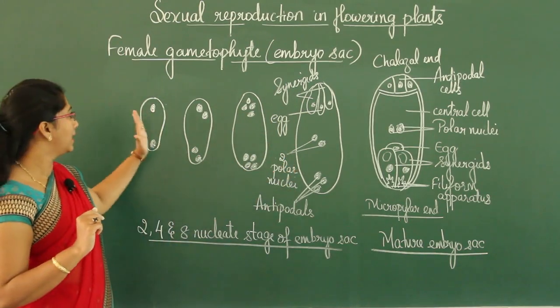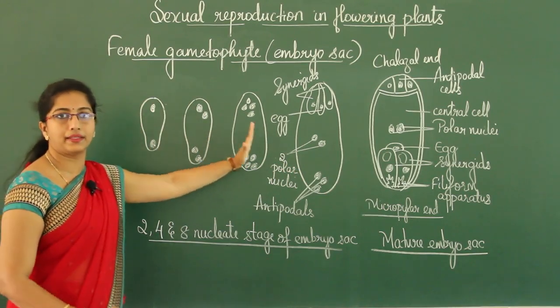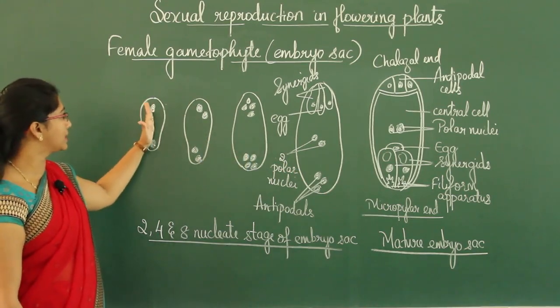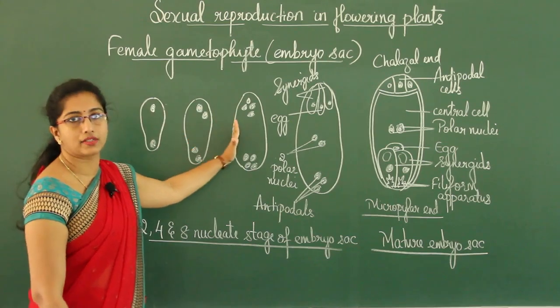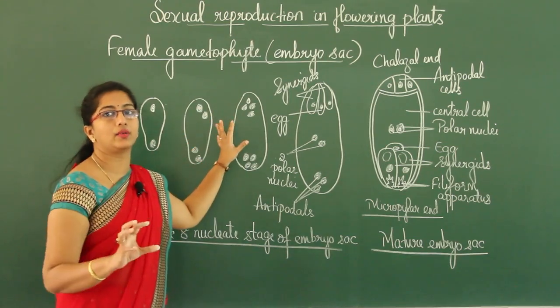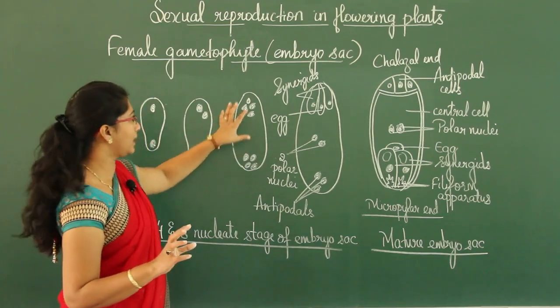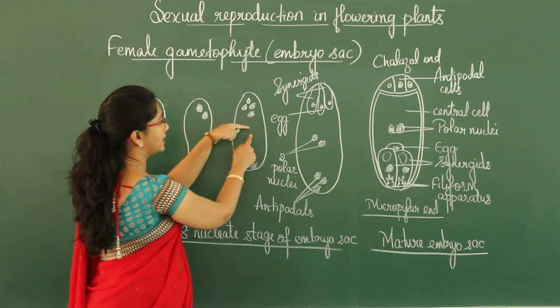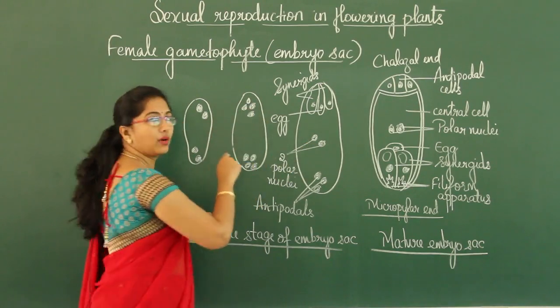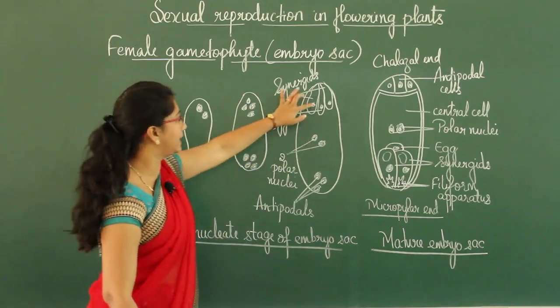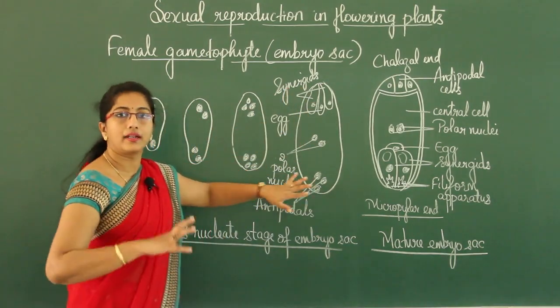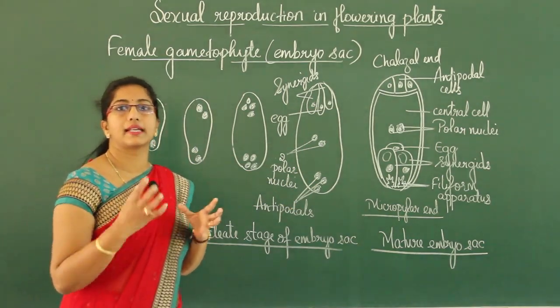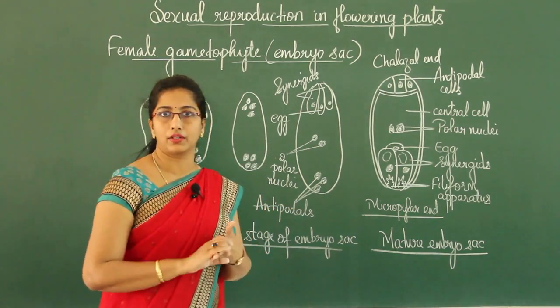Okay, so you can see how mitosis has happened. Here the first mitosis, then the second and third mitosis has happened, and 8 nuclei are formed. Now out of 8, as I told, 1 from each pole is moving towards the center. So in each pole there are only 3 nuclei remaining, 3 here and 3 here. Now it gets organized into the female gametophyte.